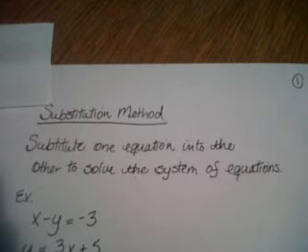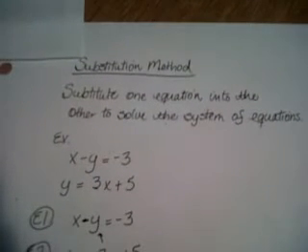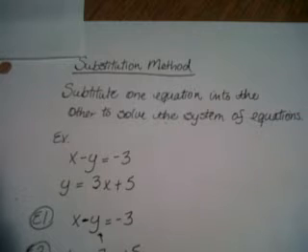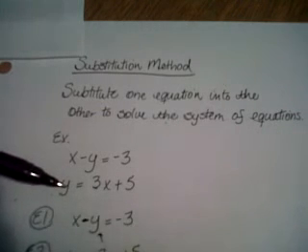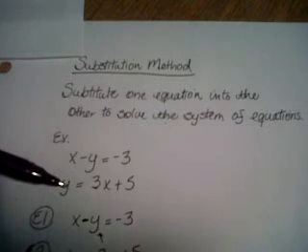So now we're going to look at something called the substitution method. The way the substitution method works is that we substitute one equation into the other to solve the system of equations. So let's see what that would look like. Here's an example. I gave you two equations, x minus y equals -3 and y equals 3x plus 5. Notice, this time, this second equation actually is not in standard form.